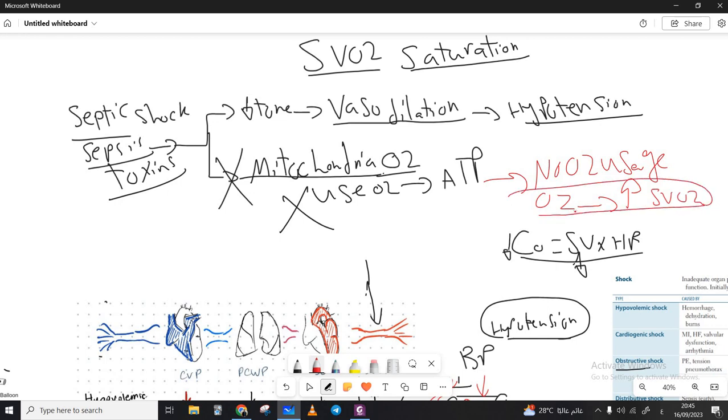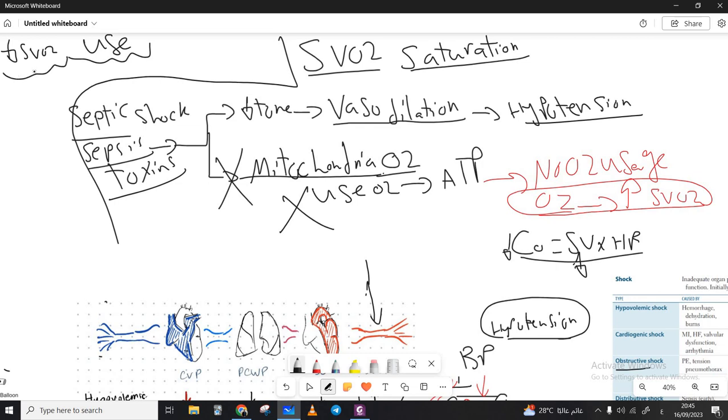This is very weird, because all other causes of shock actually cause less SVO2. Let's take an example, hypovolemic shock. If you have less volume in the body, you have less perfusion and less blood flowing. This means the tissues are not getting that much blood, so they will use up every bit of oxygen that they can, and they decrease the amount of oxygen a lot. That's why you have less SVO2. And all other causes can cause low SVO2.